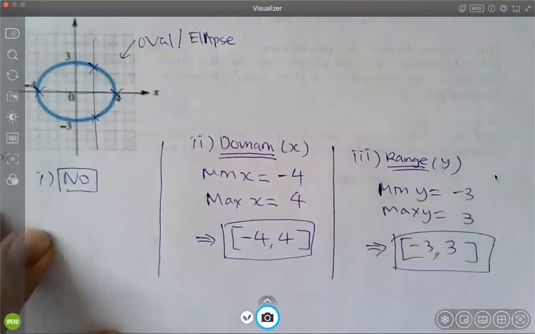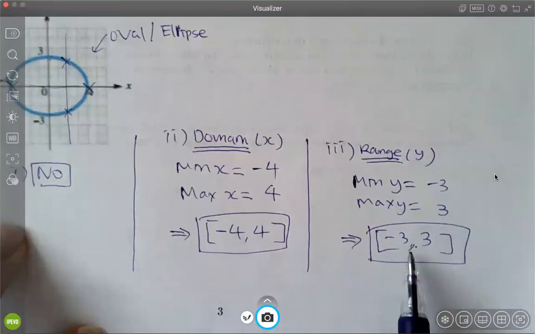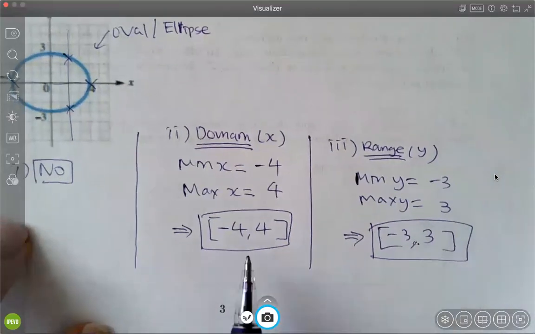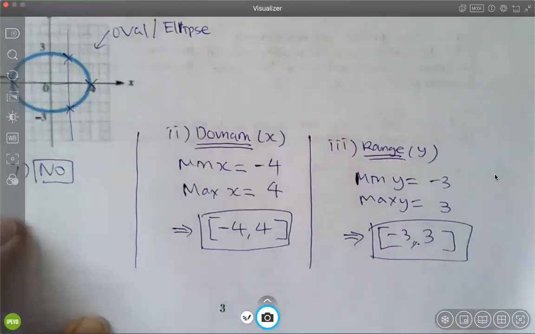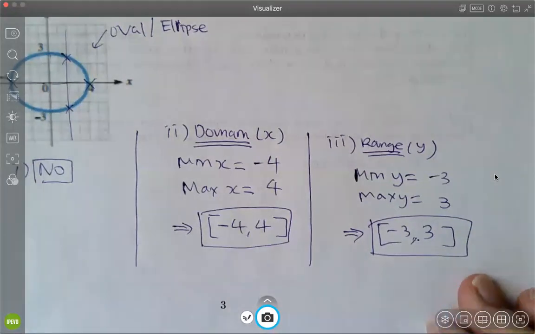Again, please do not say 3, -3 for the interval notation, and same thing for the domain, it's not 4, -4, because you always put the smaller number first and then the bigger number. Okay? Okay, so any questions over these vertical line tests? Okay, so it's fairly simple.